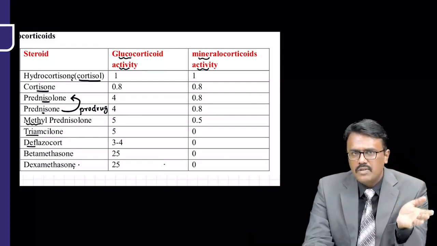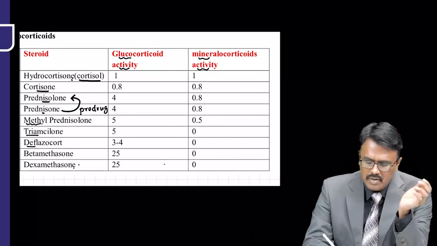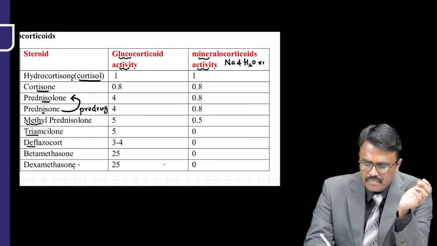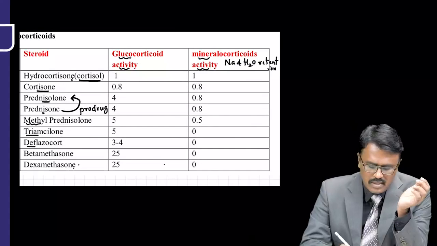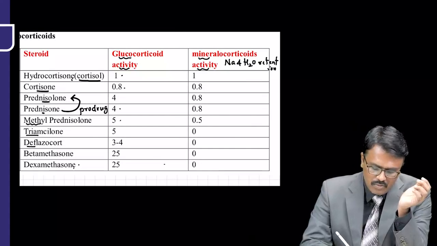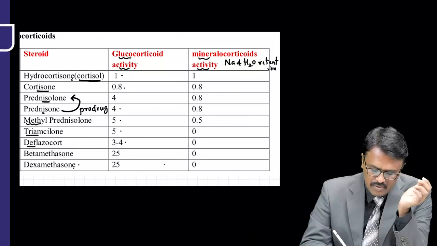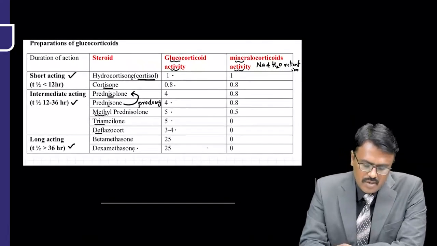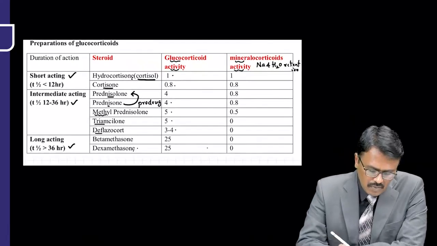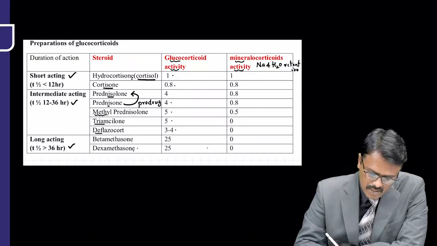Glucocorticoid activity is the one which we discussed now. Mineralocorticoid activity means they can cause sodium and water retention. Now, you can see there is a number next to each drug. Sir, what is this? Now, this is the potency of them. Now, hydrocortisone is 1 and dexamethasone is 25.